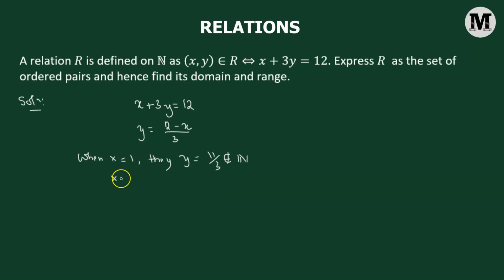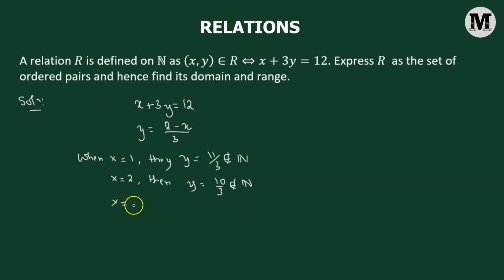Next, if we choose x to be equal to 2, an even number, then we see here that y is going to be equal to 10 over 3. Again, this is not a number that belongs to the set of natural numbers. So we cannot consider x to be equal to 2.